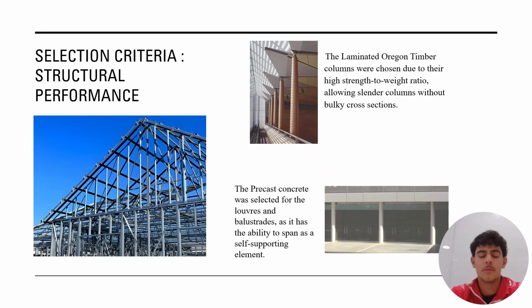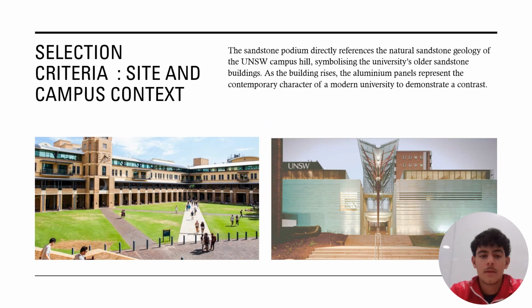For structural performance, laminated Oregon timber was selected for its high strength-to-weight ratio, enabling slender columns without bulky cross sections. Precast concrete was chosen for its ability to span as a self-supporting element, which is ideal for louvres and balustrades. For site and campus context, the sandstone podium references UNSW's historic sandstone buildings and the natural geology of the campus hill, while the aluminium cladding expresses the modern, contemporary identity of the university.